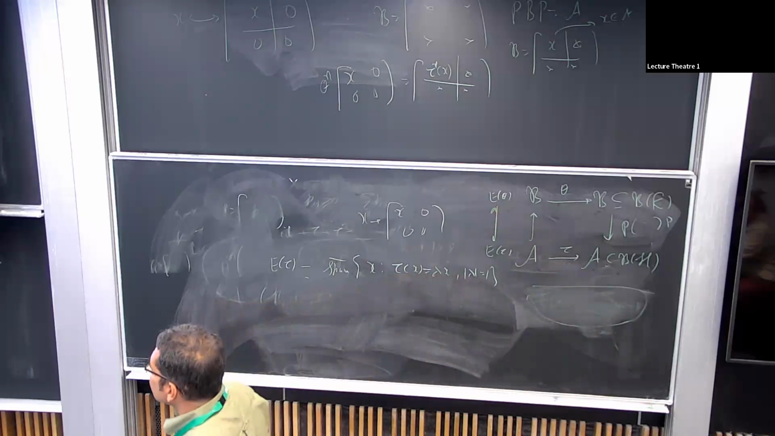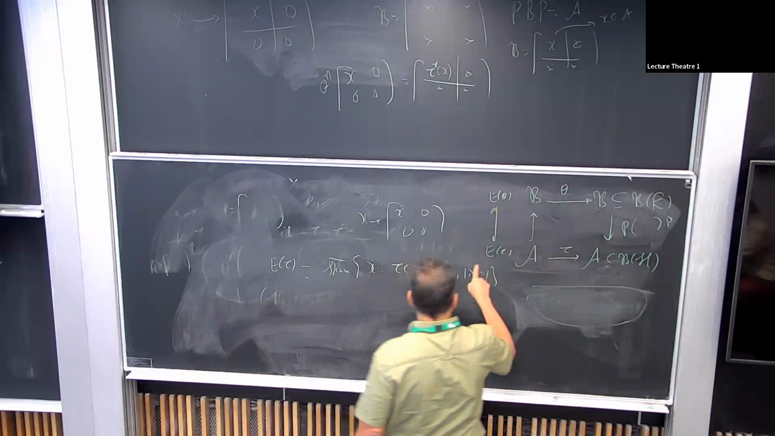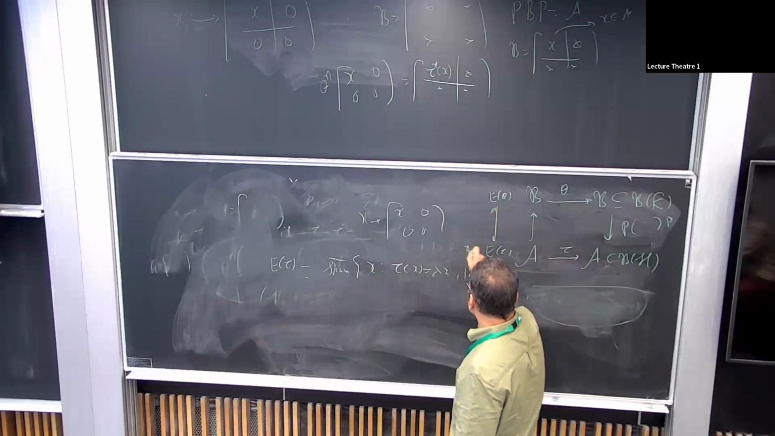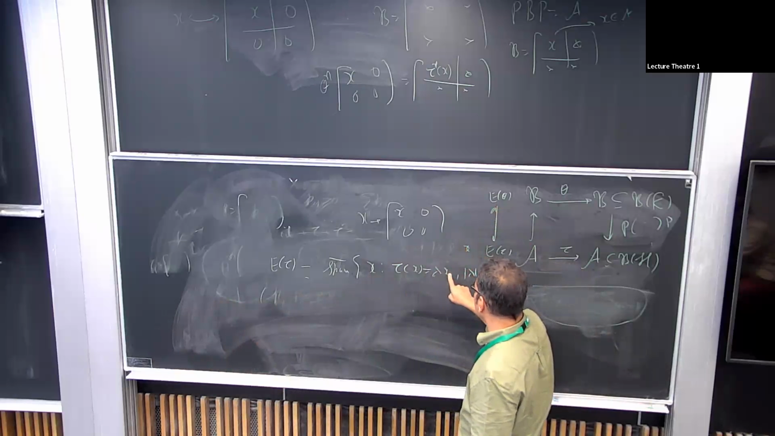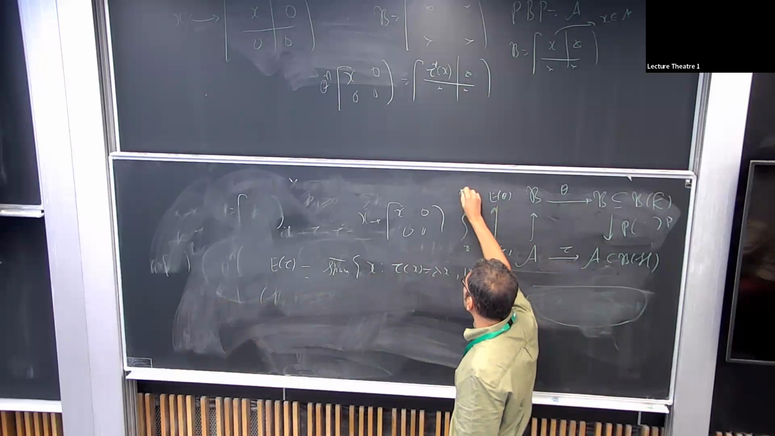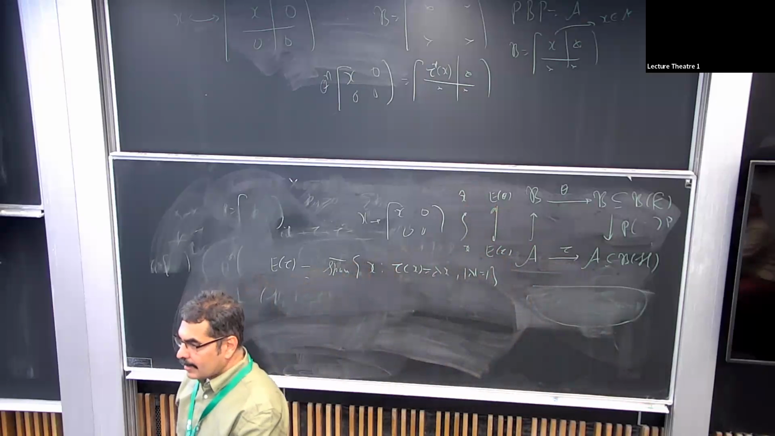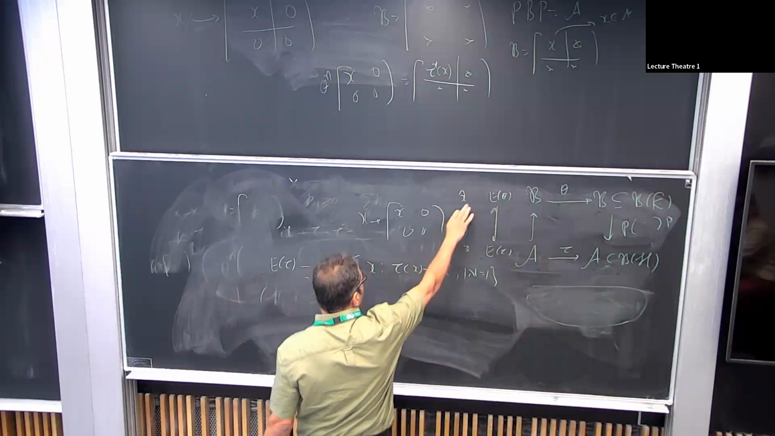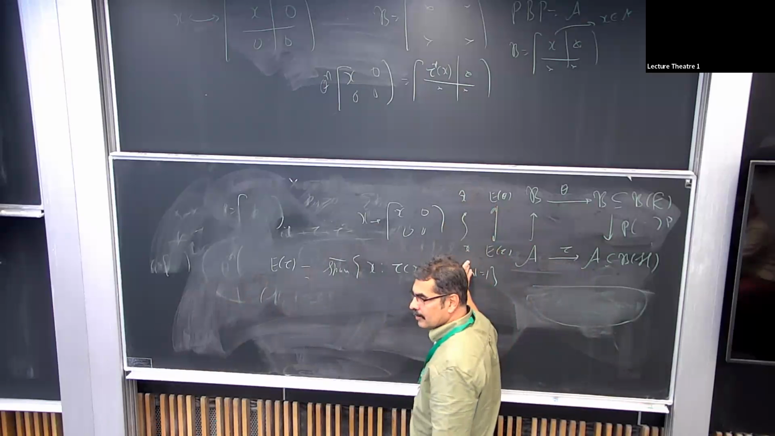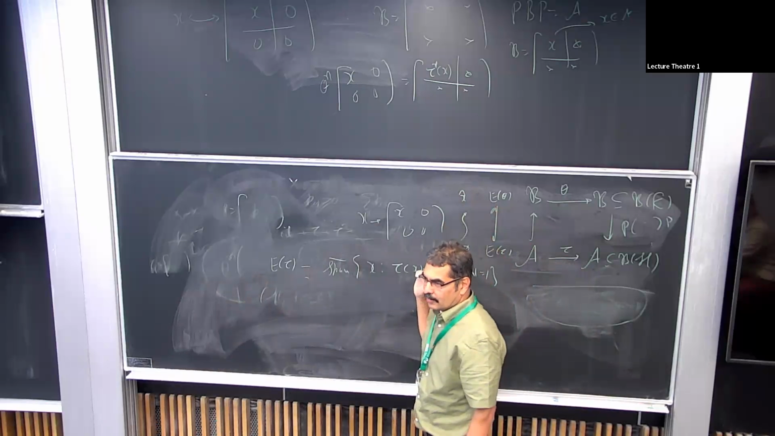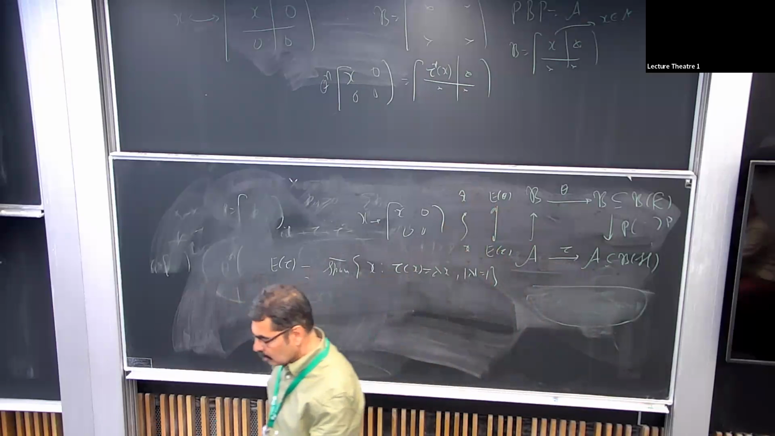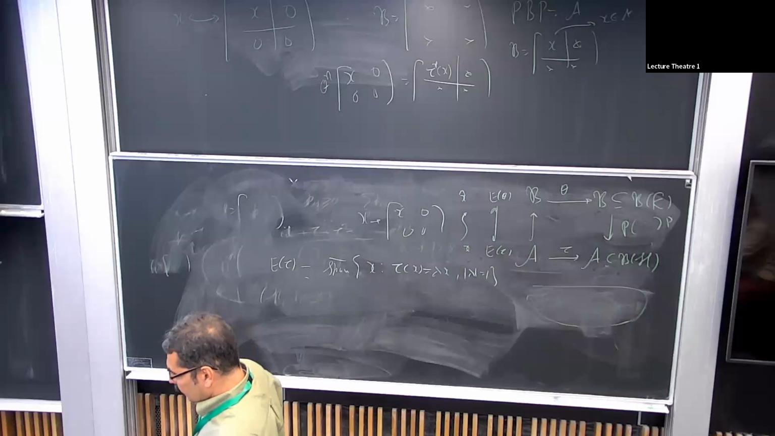So the theorem is that if you start with an eigenvector here, X, with tau of X equal to lambda X, it can be lifted to an eigenvector X hat here of the dilation, and in a unique way. And conversely, if you have an eigenvector here, you can compress it and get an eigenvector here. So that is what the theorem says.